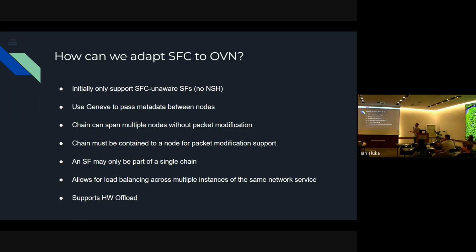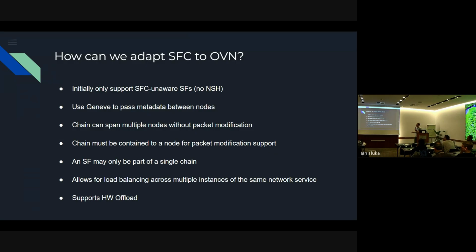So how can we adapt service function chaining to OVN? These are some of the things I've thought of. We've had some discussion on the mailing list, and this is the outcome of that. As a starting point, we don't want to make things too complicated.